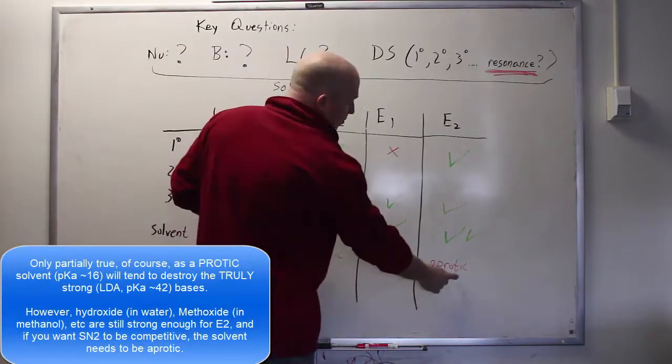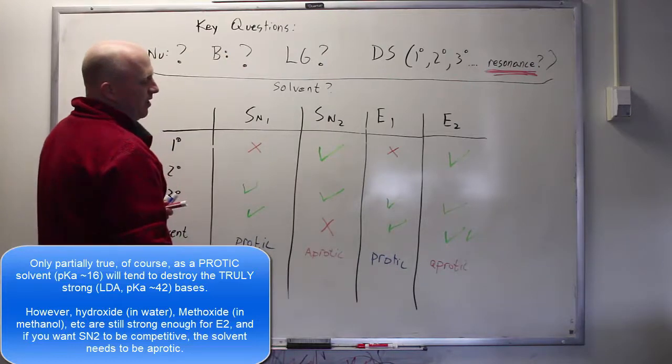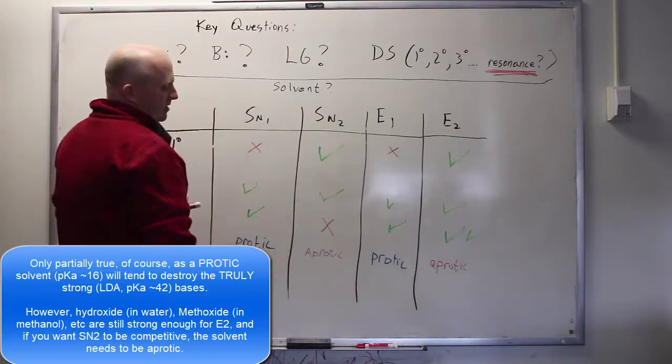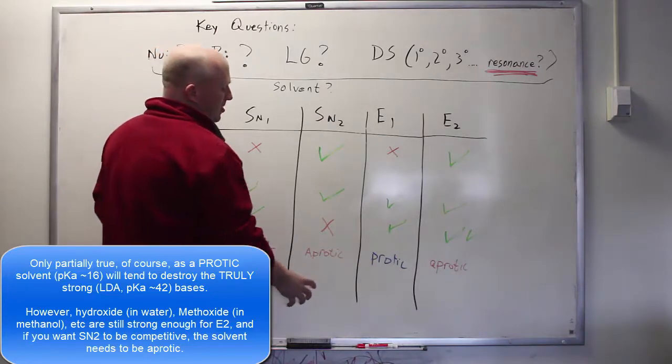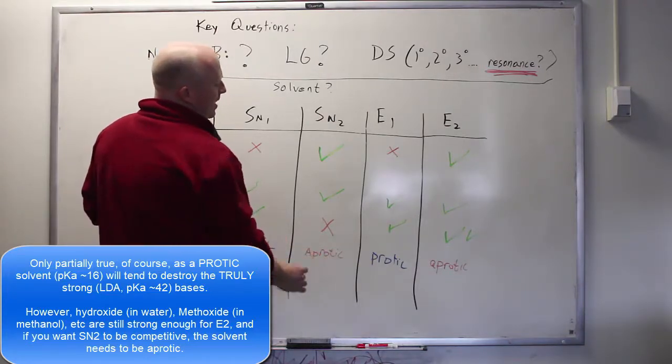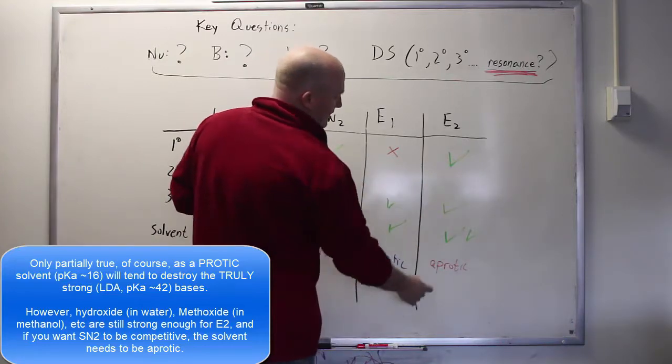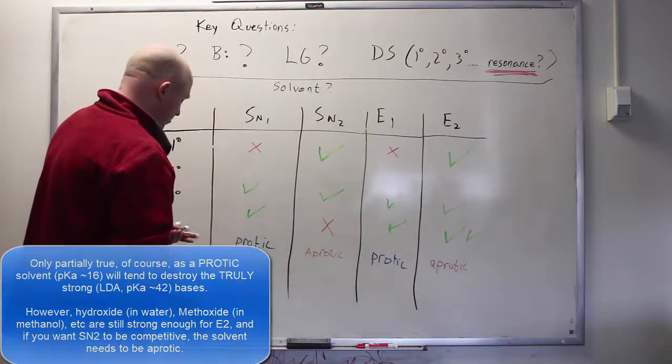And in particular, you can do E2 eliminations with aprotic solvents, but one of the things that biases you toward E2 in the presence of an otherwise SN2 capable substrate is that SN2 will be sped up by aprotic more than E2 will be, so if you want to force an elimination to take place, maybe a solvent mismatch is the way to think about it.